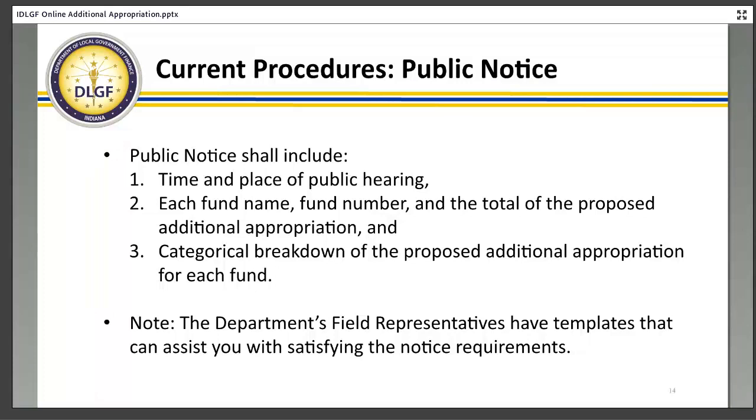The public notice itself contains the information that you would expect. It needs to include both the time and place of the public hearing. It needs to list each fund number, and the total proposed additional appropriation amount that is being considered. And the third one is that it needs to also include a categorical breakdown of the proposed additional appropriation for each fund. So what does that mean? When going through the budgeting process, a listing of your planned expenditures during the course of the year is summarized or is reported on what's referred to as the Form 1.